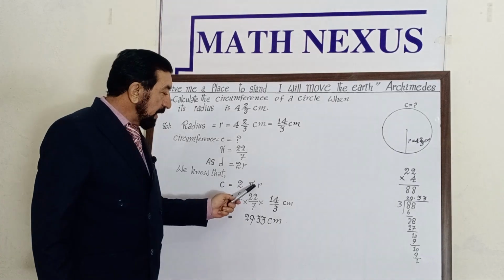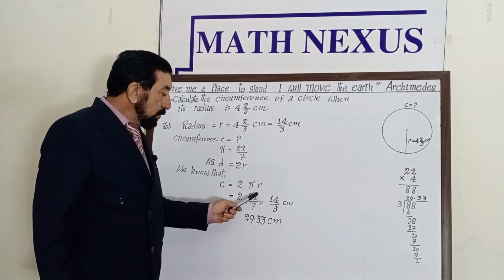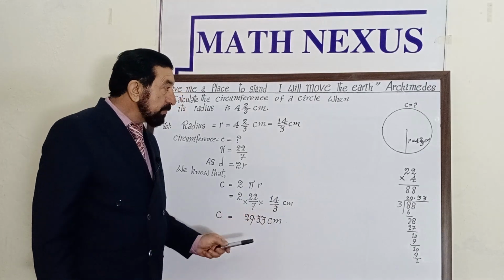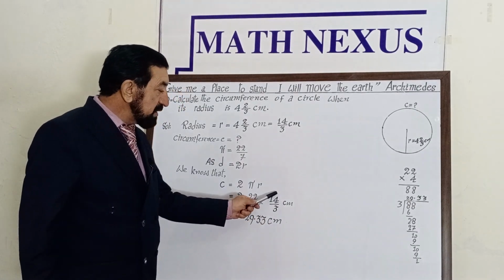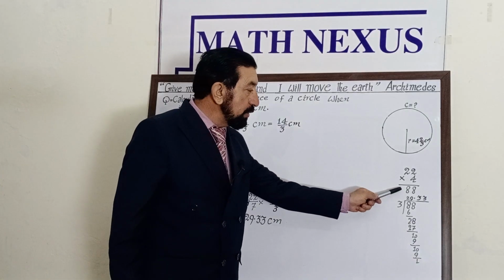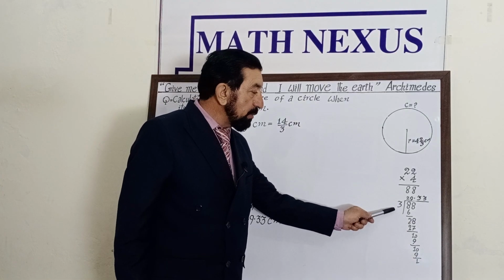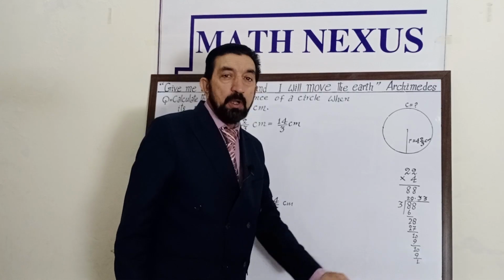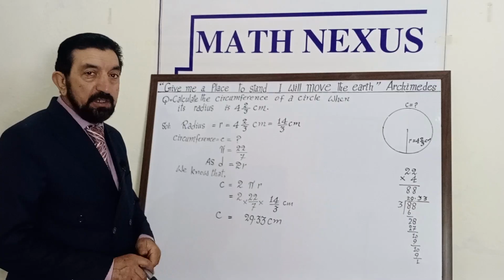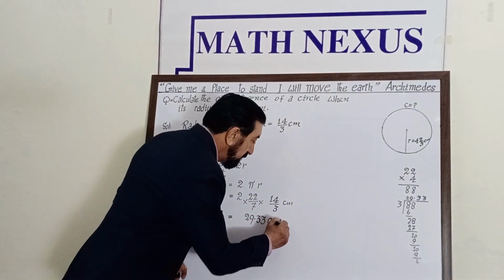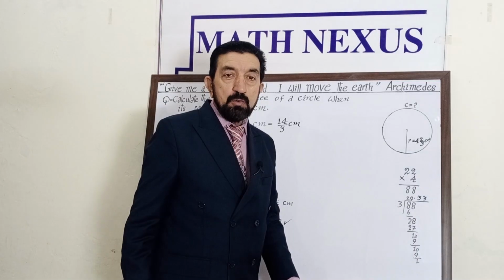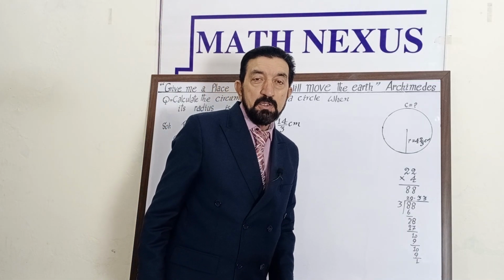Putting the value of pi and r, 2 into 22 upon 7 into 14 upon 3 centimeter. Now 7 1s are 7, 7 2s are 14, 2 2s are 4, 4 into 22 equal to 88, 88 upon 3 equal to 29.33. This is equal to 29.33 centimeter. This is the circumference of this circle, having radius equal to 4 whole 2 upon 3 centimeter.